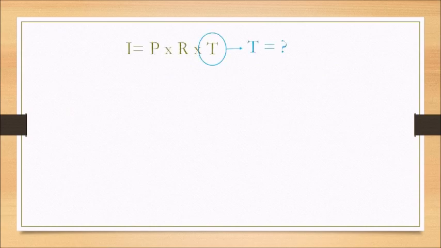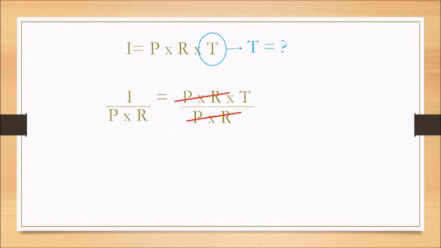Okay. So how do we solve for T? First, we write the formula. And then, since we're looking for T, there is P times R, so we divide both sides by P times R. Then we cancel the P times R, so it will remain T. So T is equal to I over P times R, or simply, T is equal to I divided by P times R.